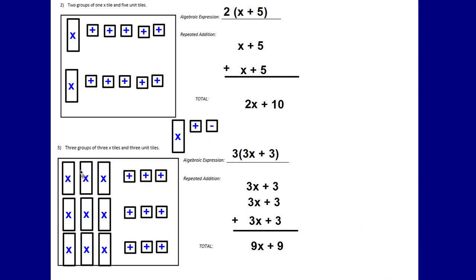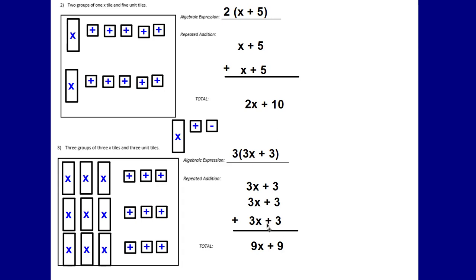Okay, let's see how you did. 3 groups of 3 X tiles and 3 unit tiles. So you can clearly see that I have 3 groups. Each group has 3 X tiles and 3 unit tiles. The algebraic expression, 3 groups, so 3 times the group of 3x plus 3. Repeated addition, I add 3x plus 3 together 3 times.